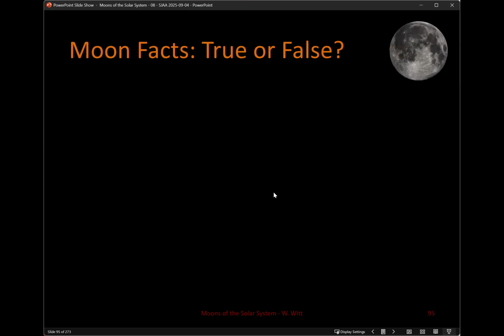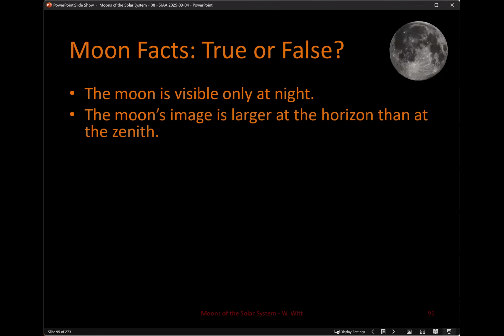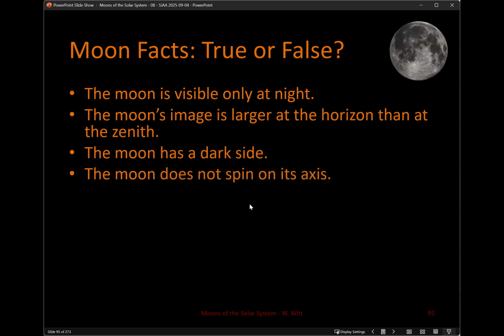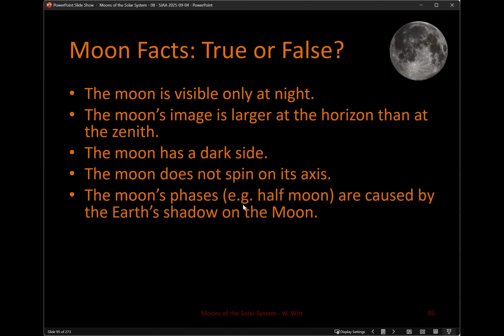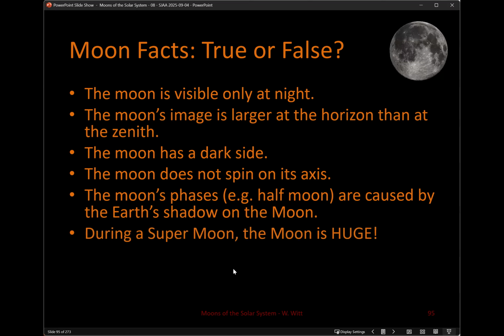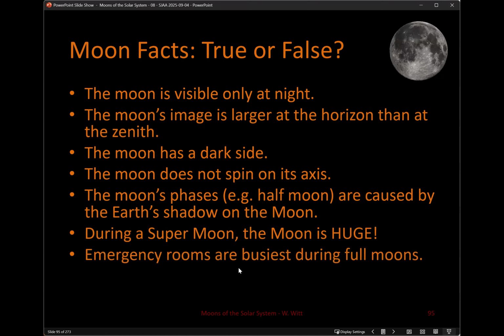Okay, here are some moon facts, and each of you can decide in your own head whether these are true or false. Ready? First, the moon is visible only at night. True or false? The moon's image is larger at the horizon than at the zenith. The moon has a dark side. The moon does not spin on its axis. The moon's phases, like half moon, are caused by the Earth's shadow on the moon. During a supermoon, the moon is huge in the sky. Emergency rooms are busiest during full moons, and the moon is made of cheese.